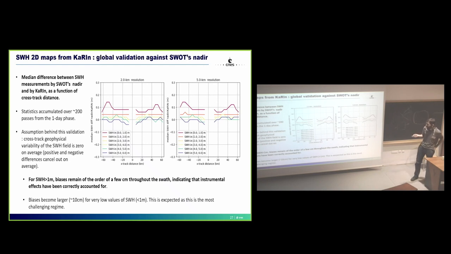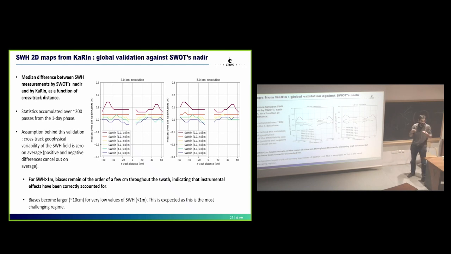And these plots are as a function of cross-track distance. This has a sign from -60 to +60 kilometers. So I'm really looking at the two SWOTs here. And I'm comparing with the nadir altimeter, which is again an independent measurement, up to the fact that we've used a few hours to do the static calibration. I've accumulated statistics over a couple of hundred passes from the one-day phase.